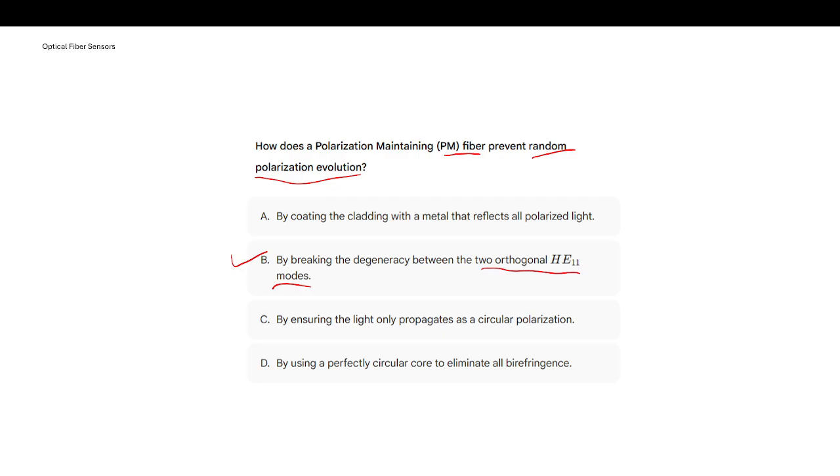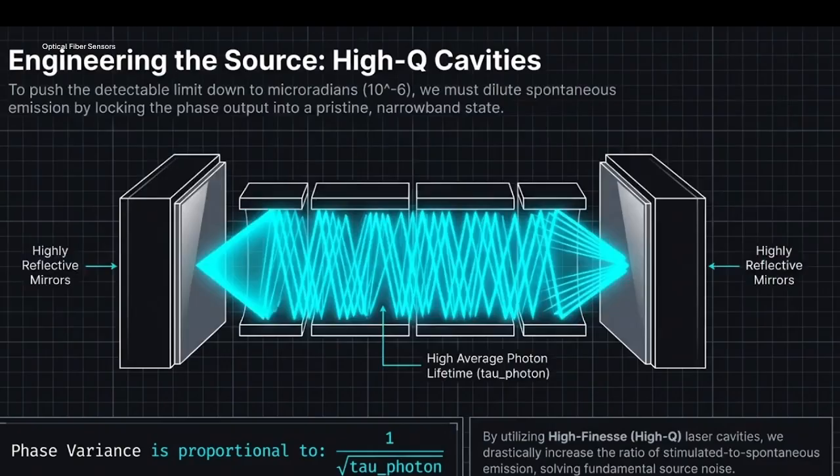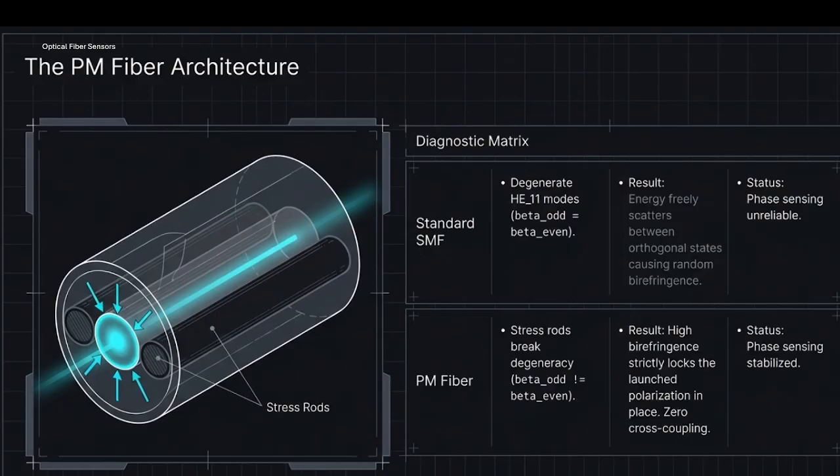Understood? If there is no break in the degeneracy, then what will happen? It will behave like an SMF fiber. Yeah, SMF fiber, like this. So here the beta odd and beta even are equal, but here it's having degeneracy, and that's why this phase sensing stabilizes, but here it's not reliable.